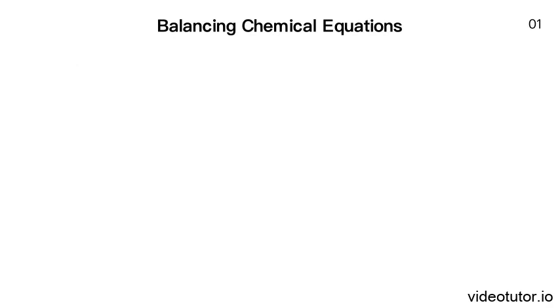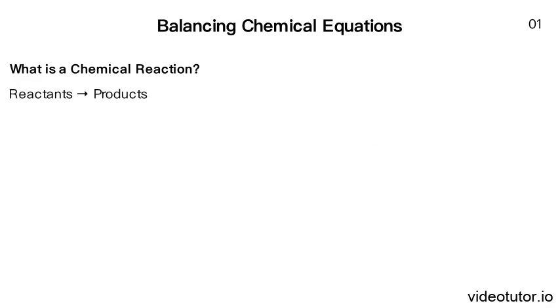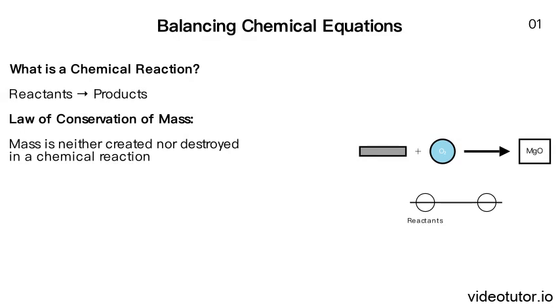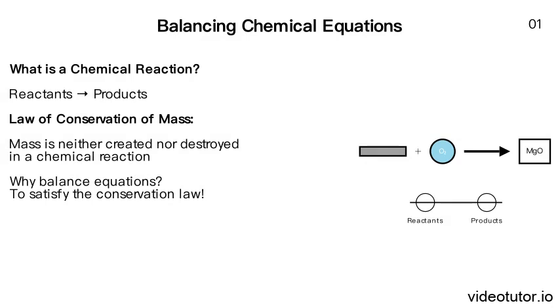Welcome to Balancing Chemical Equations. A chemical reaction shows how reactants transform into products. The law of conservation of mass states that mass cannot be created or destroyed in a reaction. This means we must balance equations to ensure equal numbers of atoms on both sides.